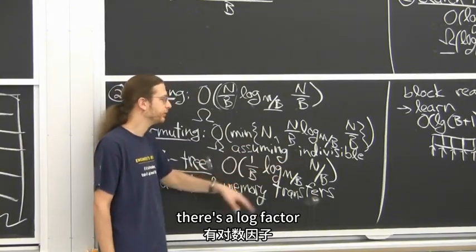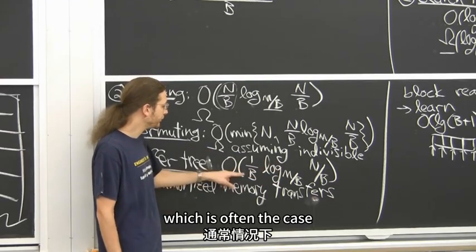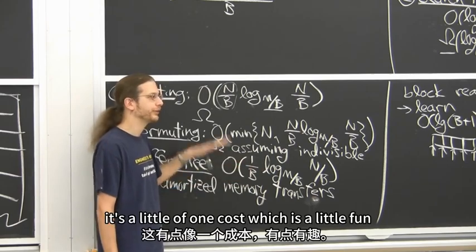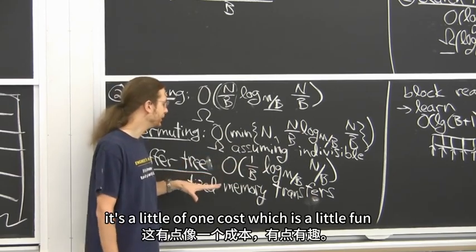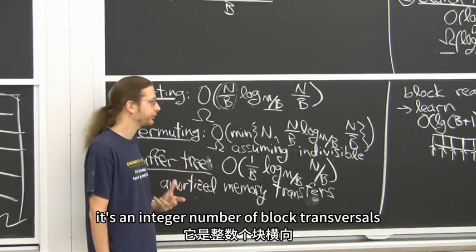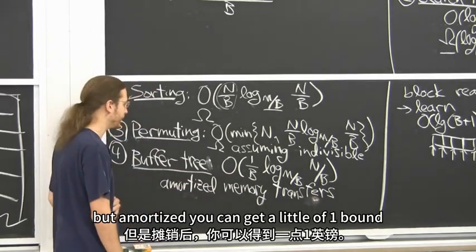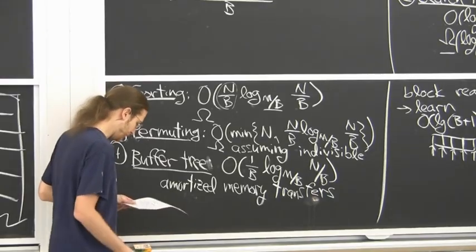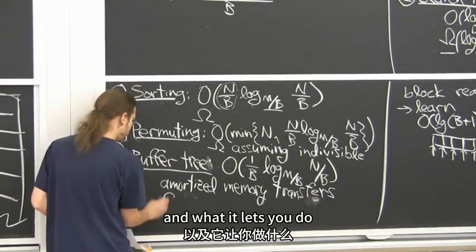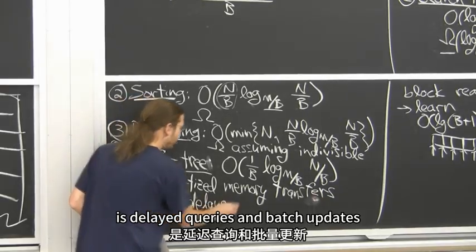There's a log factor, but assuming that log factor is smaller than b, which is often the case, this is order 1 over b. It's a little o of 1 cost, which is a little fun. But of course, every real cost is an integer. It's an integer number of block transfers. But amortized, you can get a little o of 1 bound. And what it lets you do is delayed queries and batch updates.